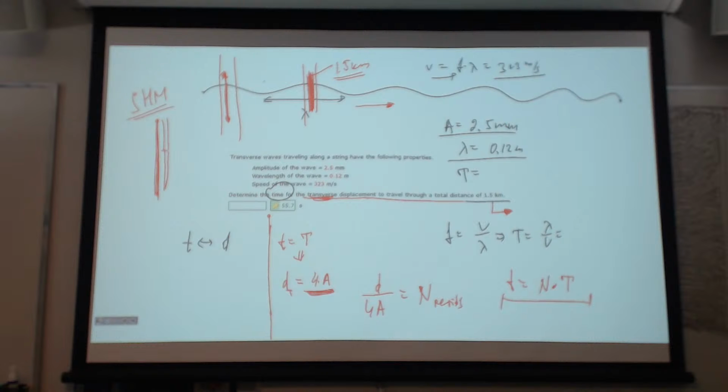It's right here: transverse displacement, to travel through the total distance. Well, actually, it might have some interpretations, but this is what it is. Otherwise, this problem would not be solvable, I guess. Right.